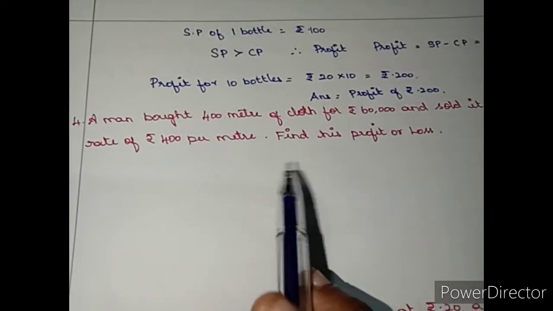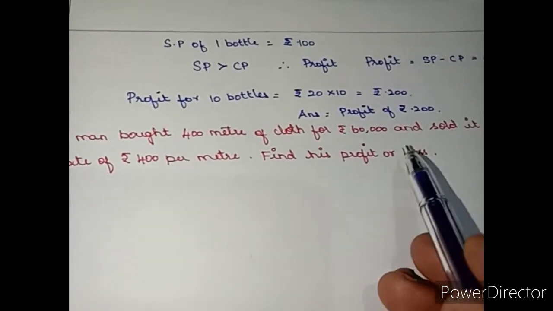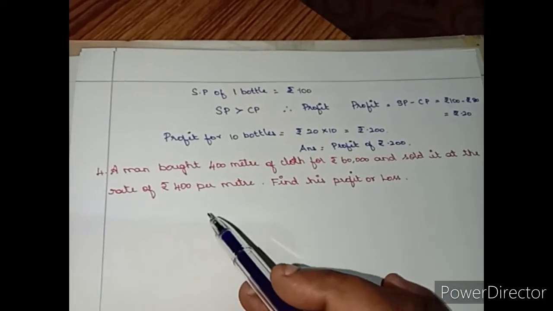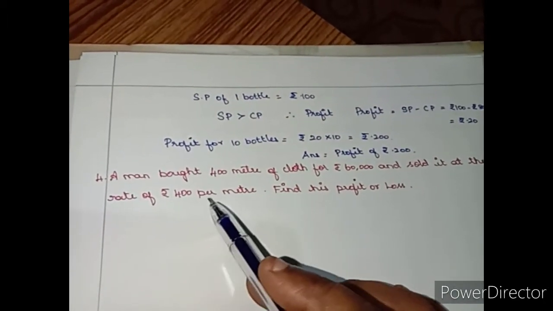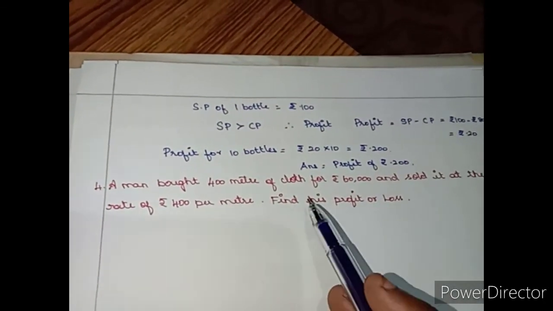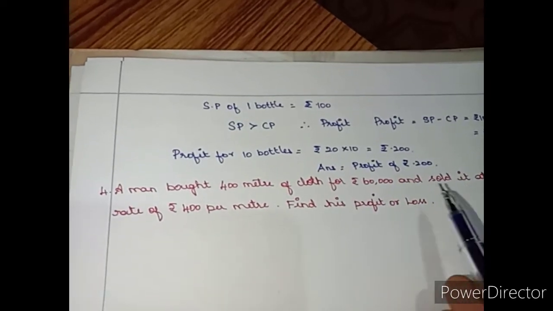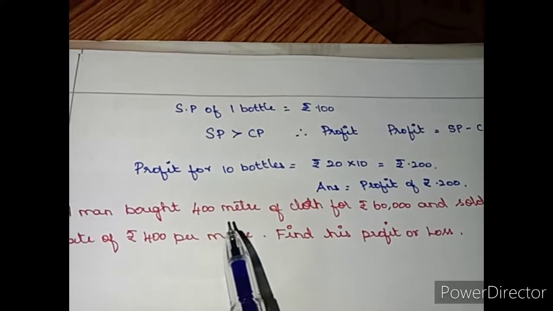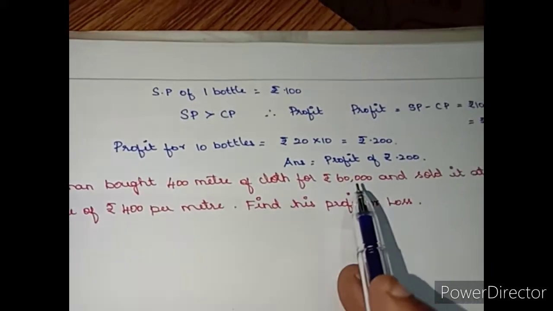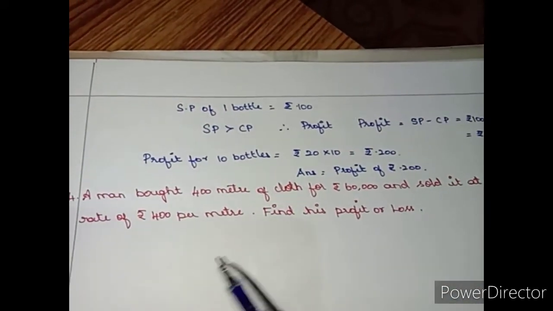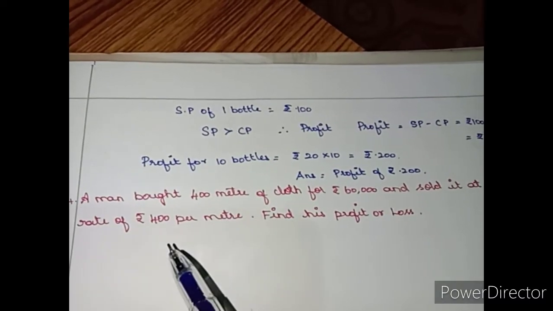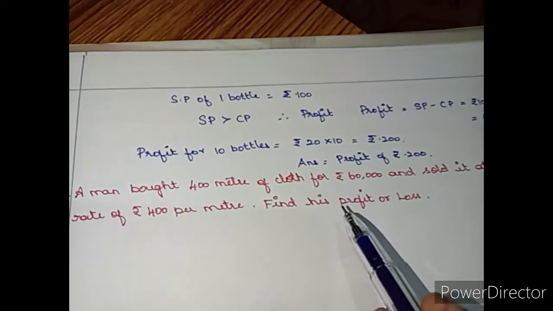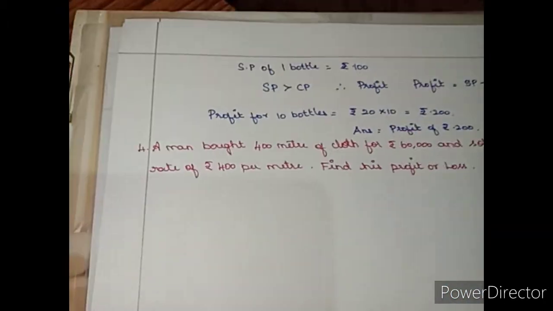A man bought 400 meters of cloth for rupees 60,000 and sold it at the rate of 400 per meter. Find his profit or loss. So of 400 meters of cloth worth rupees 60,000 he has bought, and he is selling it at rupees 400 per meter. We have to find whether it is a profit or loss.